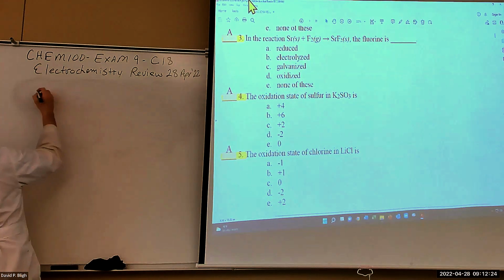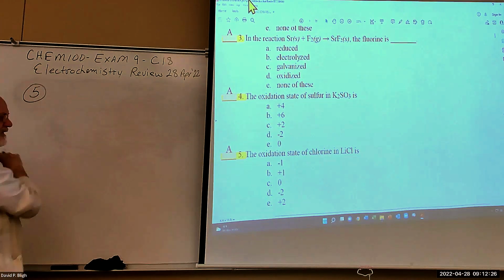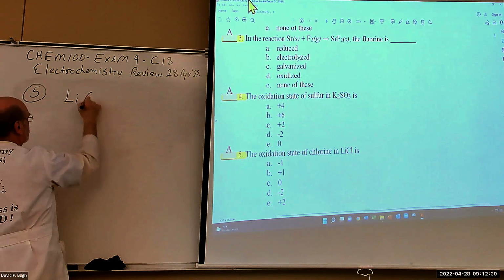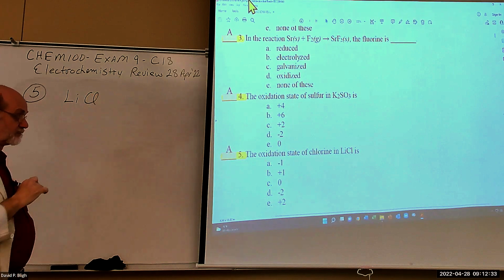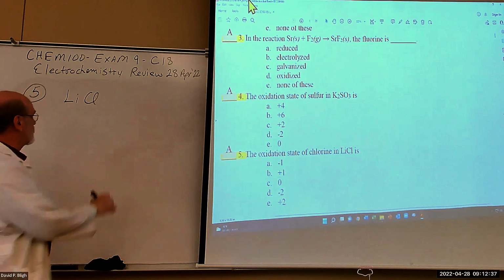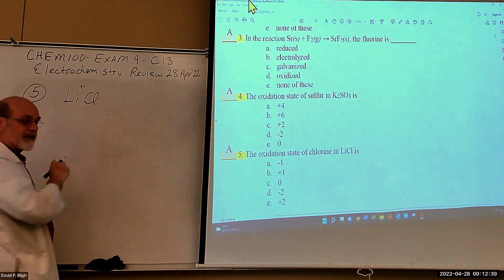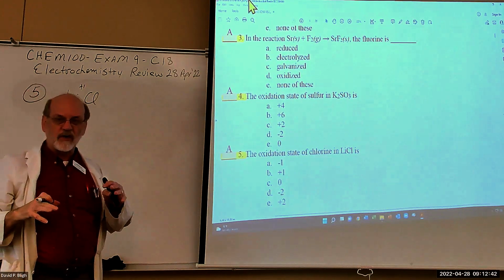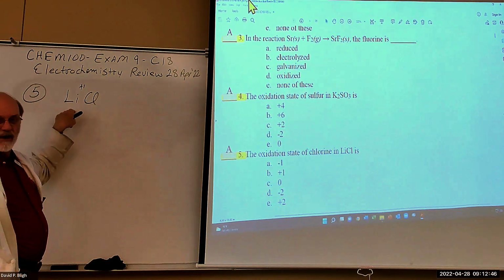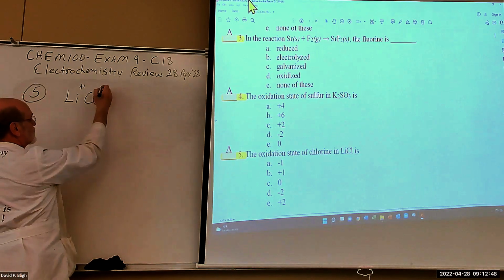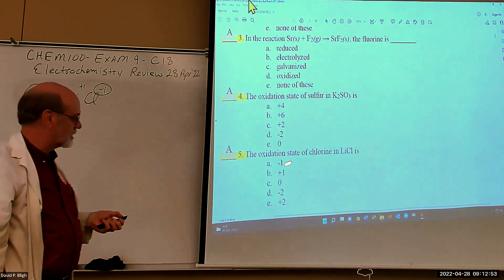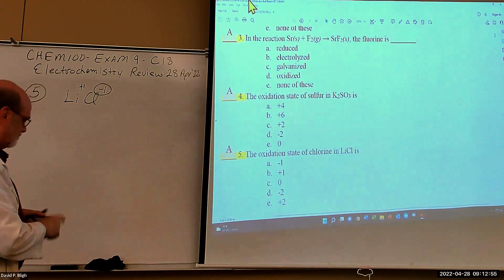How about number 5? Oxidation state of chlorine in lithium chloride. Well, lithium is an alkali metal, so it has to be a +1. In this case, we don't have to make any assumptions about chlorine. We can deduce chlorine. This is a given rule, +1 always. So chlorine has to be a -1. There it is right there.